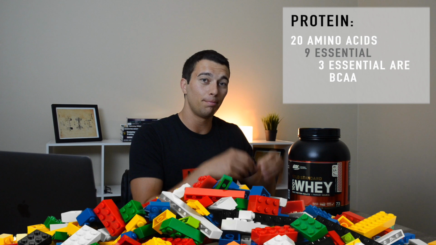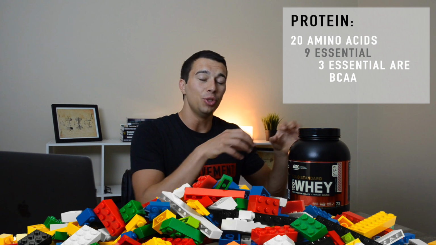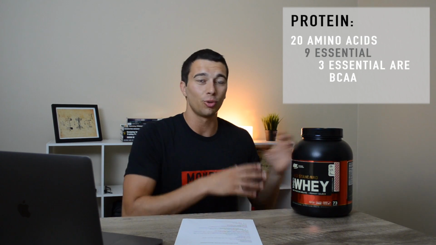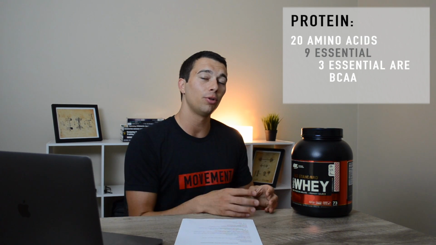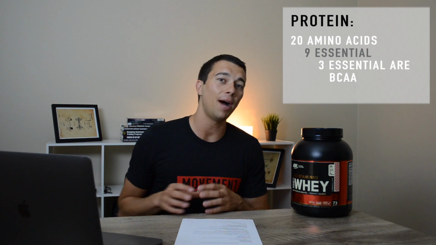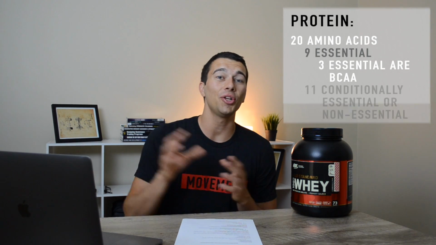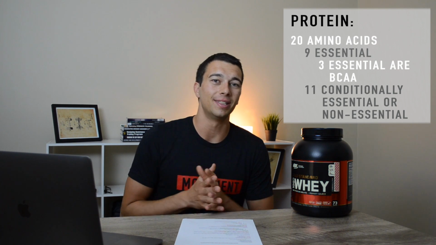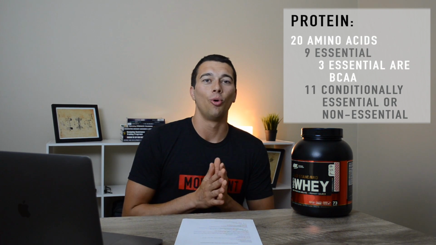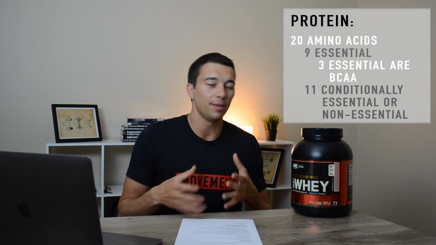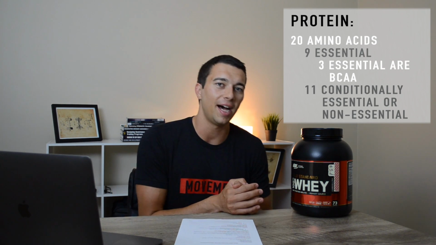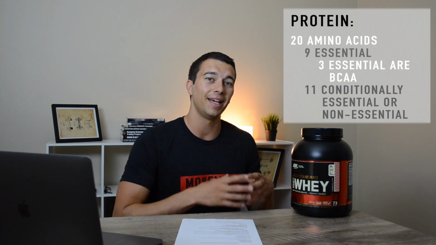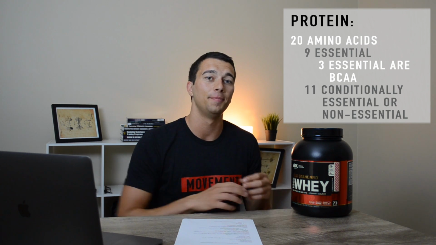Those are the most important building blocks in the sense that you have to get them from your diet, be it protein sources like this or just food sources. You have to find the essential amino acids in your diet because they're not produced naturally in the body. The other 11 amino acids are either conditionally essential, meaning that your body produces some, like histidine, or they're just non-essential and your body produces enough that you don't need to get them in the diet. So the 9 essential amino acids are the most important because, again, you have to get those from your diet.